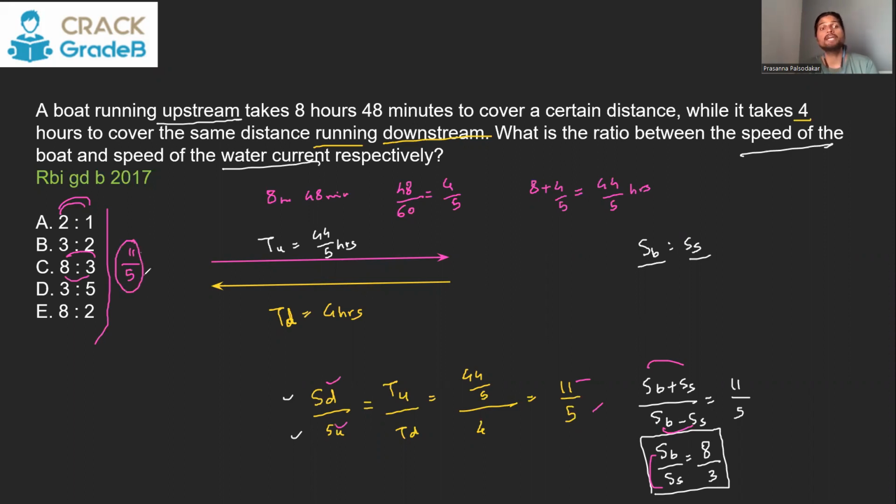That will give us the ratio 11:5 for addition and subtraction. That means this must be the ratio of SB and SS. So of course, this is how you have to work upon yourself. Once you understand all the concepts and you're comfortable with them, your next part of the practice should be towards reducing the time taken.